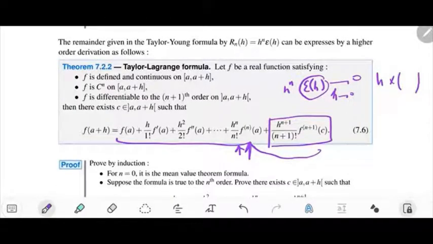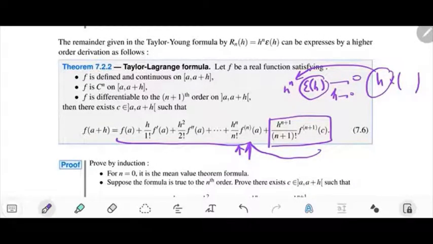So since it's a polynomial form and it goes to 0 as h goes to 0, it must be h times something, of course. So at least you have h. You have h^2, h^3, h^4, etc. But at least you have h in it times something. So this h and the h^n in here, they will give h^(n+1) at least.